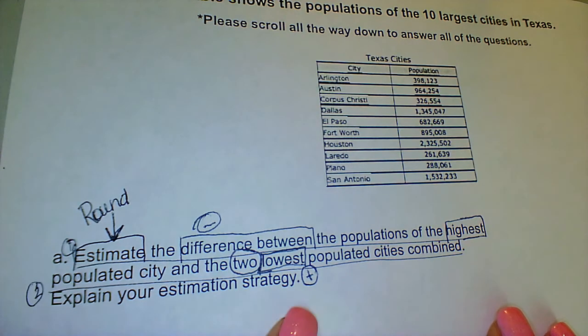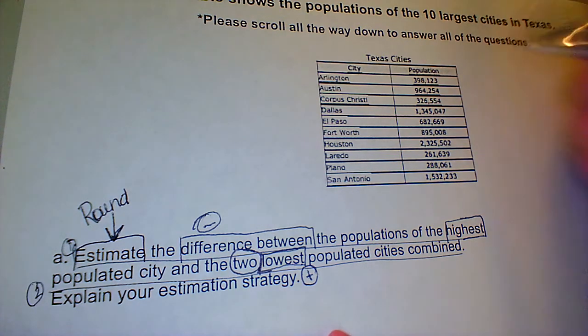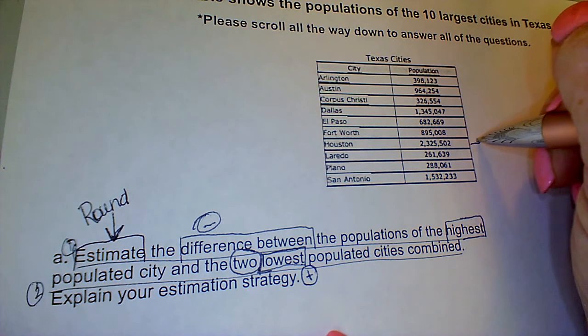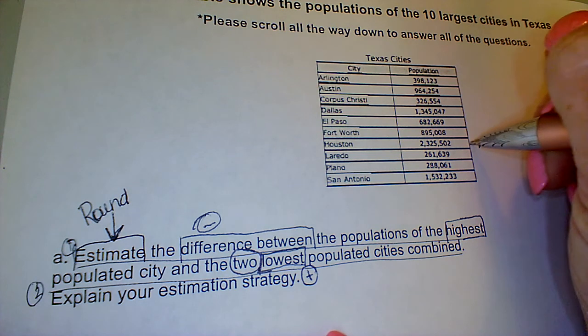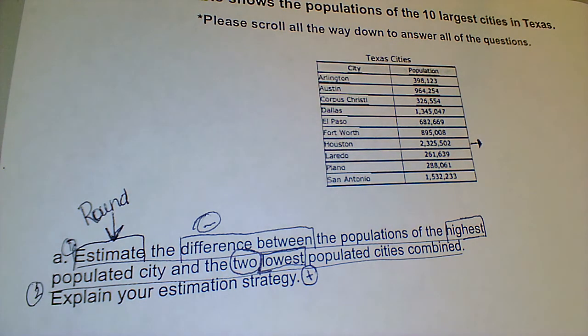Okay? So what is the highest population city? Houston. So to round that, we have some options. We want to round to the most reasonable number, but we also want to round to the number that's going to be easiest to work with, right? So would rounding to the nearest million be easy? No. It'd be really easy, wouldn't it? But would it be giving us a number to work with? No. No, because what do we lose if we rounded to the nearest million?